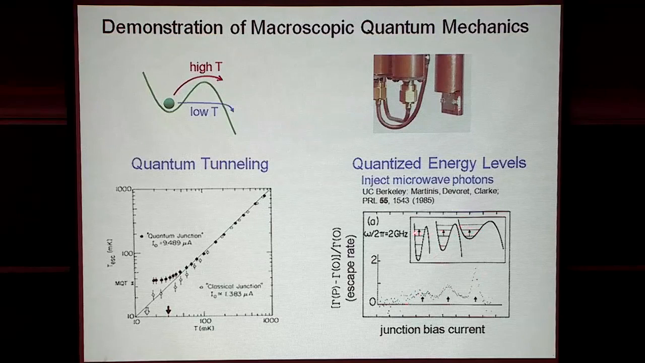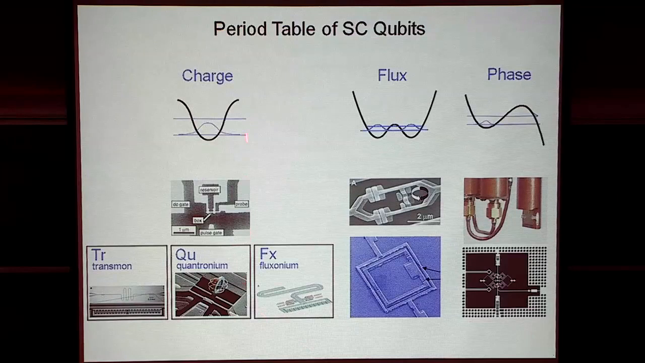So that was back in the 80s. We've gotten much more sophisticated experiments now. We can make these in different ways. We have charge, flux, and phase qubits. Here are some pictures. We think of these as different atoms that we know how to make, putting together the various elements of this electrical circuit in different ways.